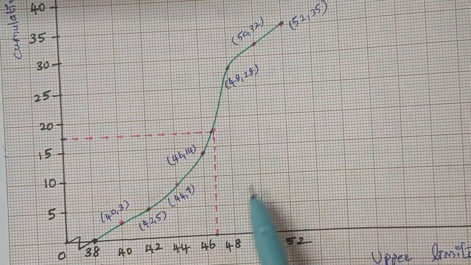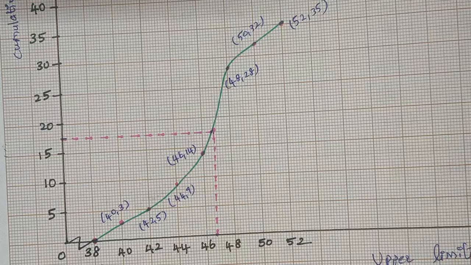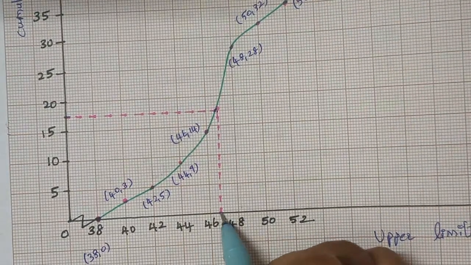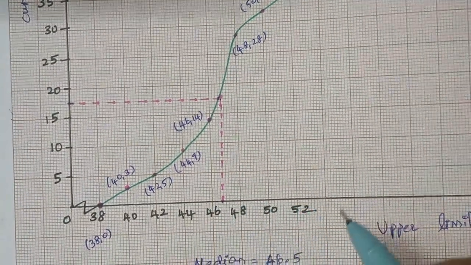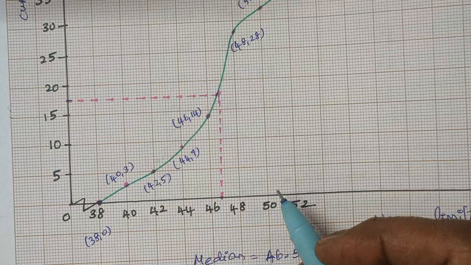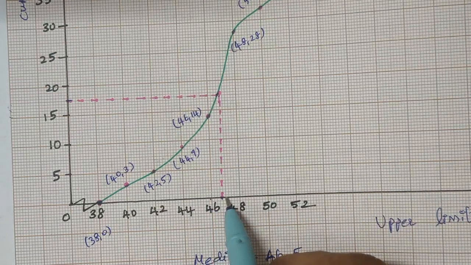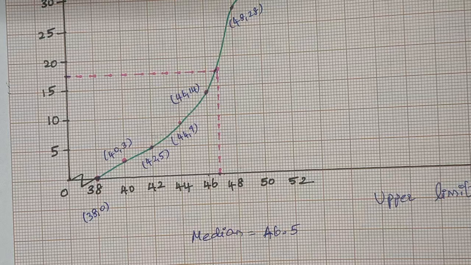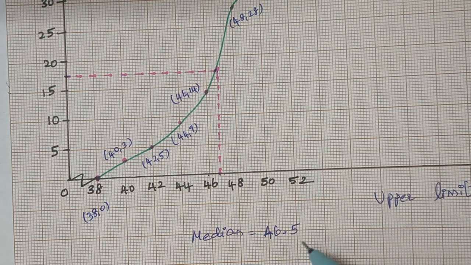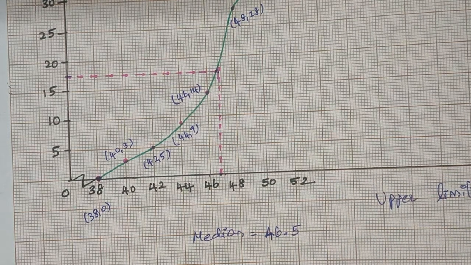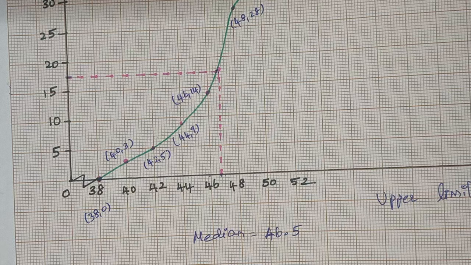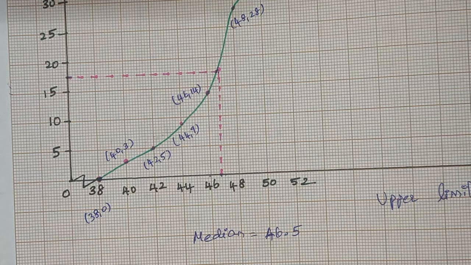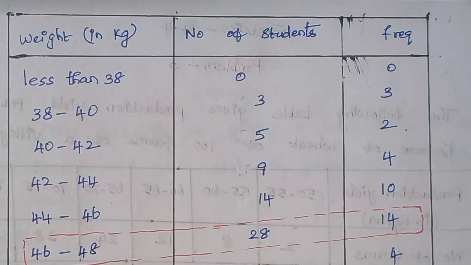After drawing the line, the value here is exactly 46.5, because here it is 46, here it is 47, and here it is 48. Therefore the value of median is 46.5. So from the graph we have finally concluded the median value as 46.5. Now we are going to calculate the median using the formula.